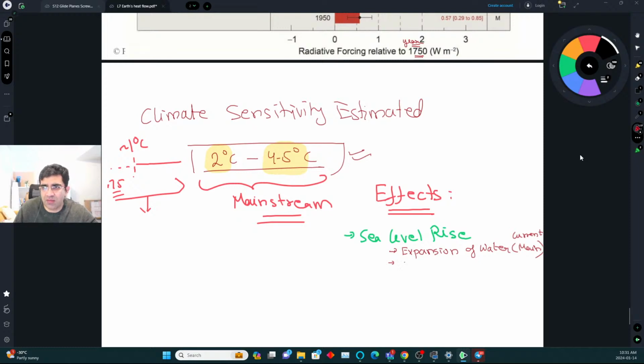Continental ice melt. Yes, very good. Continental ice caps melting. Please note that melting sea ice does not increase sea level.